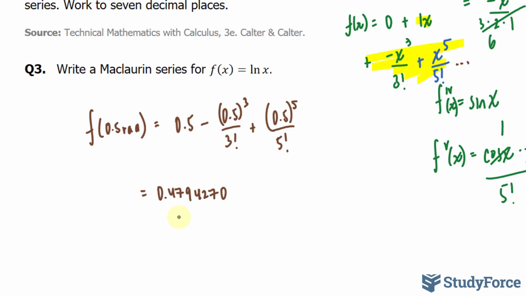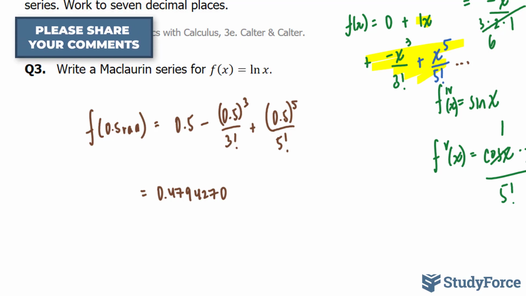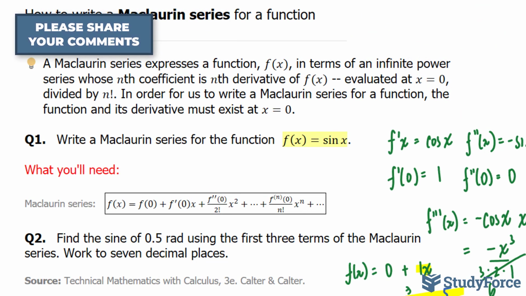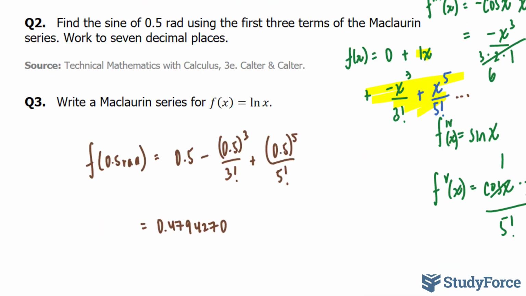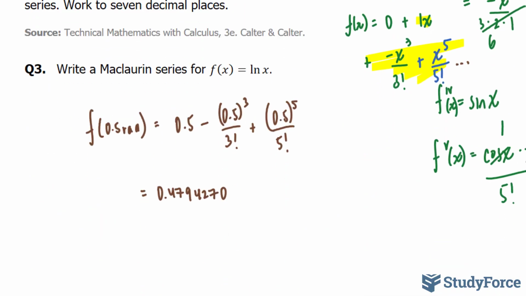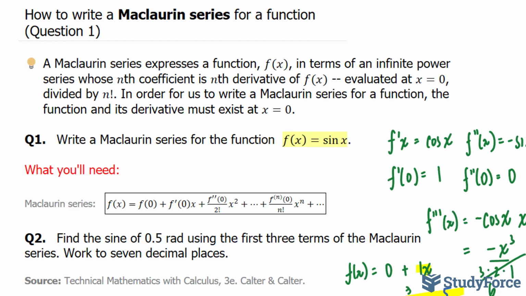Finally, in question number 3, they ask us to write a Maclaurin series for f at x is equal to ln x. What's interesting about this function is that if you evaluate this at 0, it comes out undefined. And in order for us to write a Maclaurin series for a function, the function and its derivative must exist at x is equal to 0. Therefore, we cannot write a Maclaurin series for f at x is equal to ln x. In order to actually do this, you'd have to express it using a Taylor series, and we'll do that in a later video. And so there you have it. 3 examples on how to write a Maclaurin series for a function.